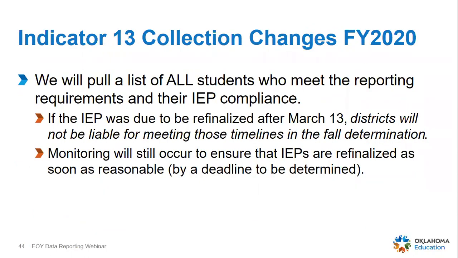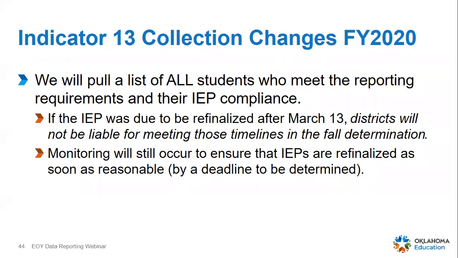A few minor collection changes for the special circumstances this year. We will still pull a list of all students who meet the reporting requirements, meaning age or grade, and their IEP compliance, okay? If the IEP was due to be refinalized after March 13th, you will not be liable for meeting those timelines in the fall determination, okay? If it was due before March 13th or on March 13th, you are liable for those. So those must be completed. And if they're not completed by June 30th, you will be considered non-compliant for indicator 13, okay?